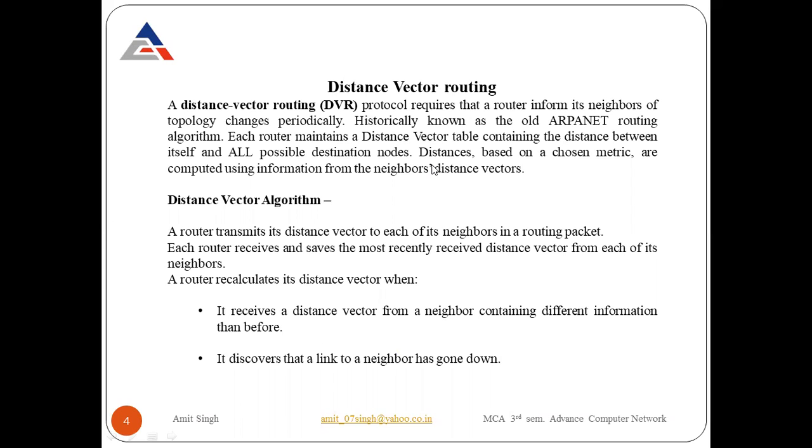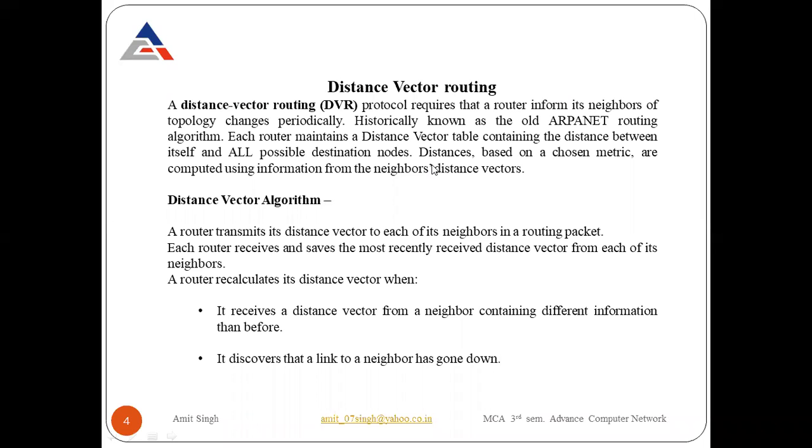So how does it work? Vector basically means a table, hence the name distance vector routing. What it means is that a distance table is made by every host. Let me give you a simple example. Suppose four systems are interlinked with each other, A, B, C, and D. All these systems have a distance table. From A, you have a distance table showing how far B is from A, how far C is from A, and how far D is from A.